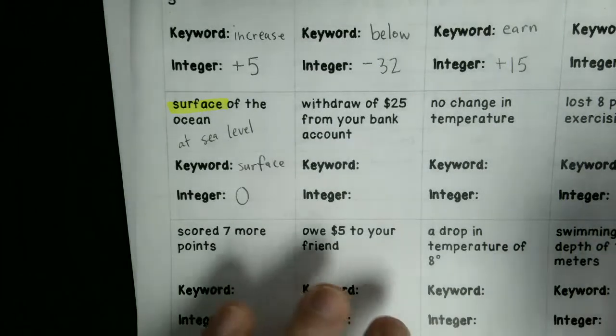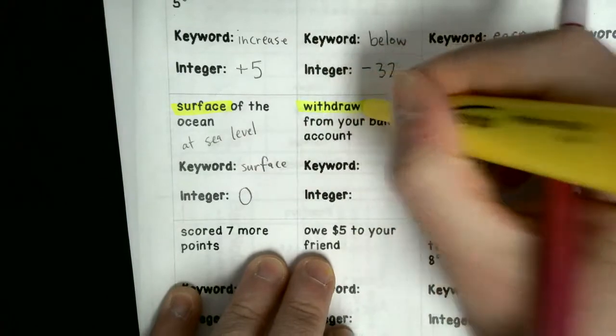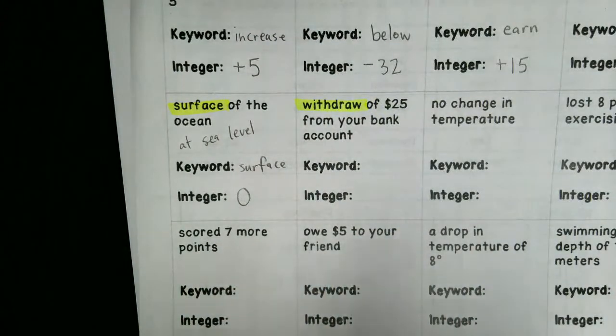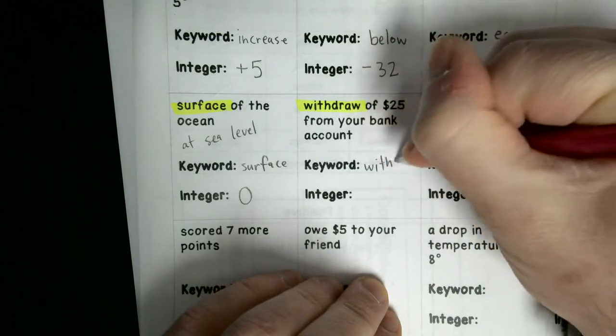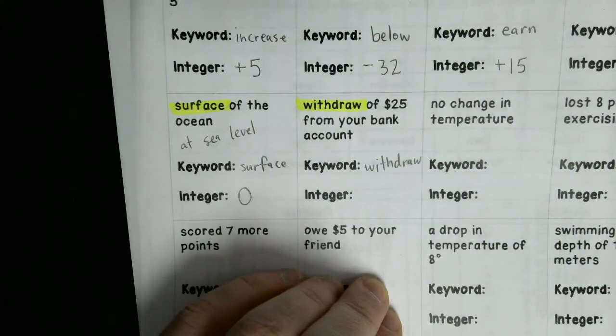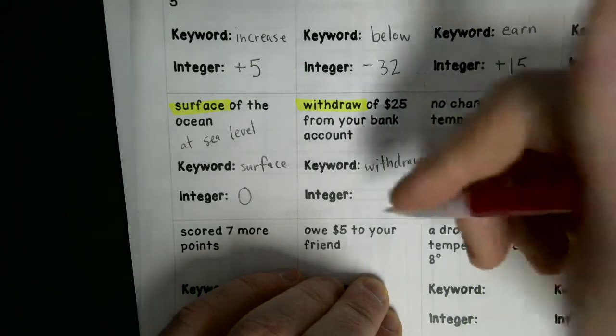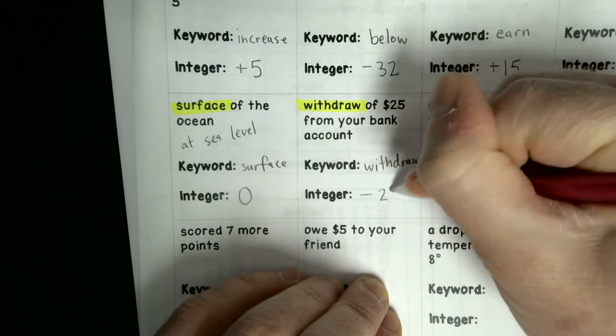All right, last one. We saw this word previously when we sorted words: withdraw. Withdraw of $25 from your bank account. The key word would be withdraw. When we think about a withdraw, you're taking money out. That's a negative change. Your bank account is decreasing in the amount of money it has in it. So it's going to be negative 25 to show a withdrawal of $25.